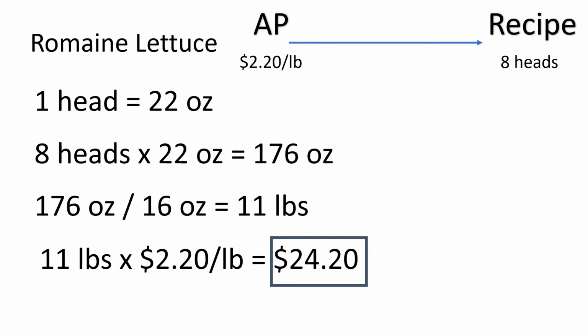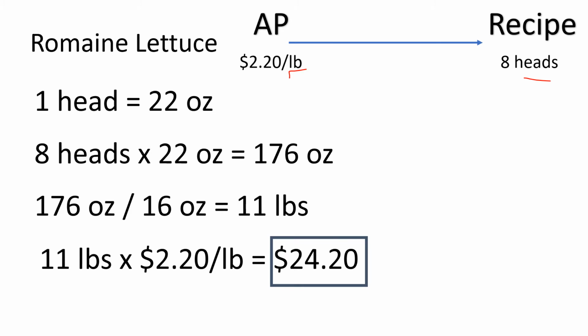We start with $2.20 per pound. And we are going to use 8 heads of lettuce. That's what we need. Okay? So we start with our as purchased. We charge $2.20 per pound is what we pay for it. And we're only going to use 8 heads. Do these units match? No. Our units are pounds and heads. Those don't match.